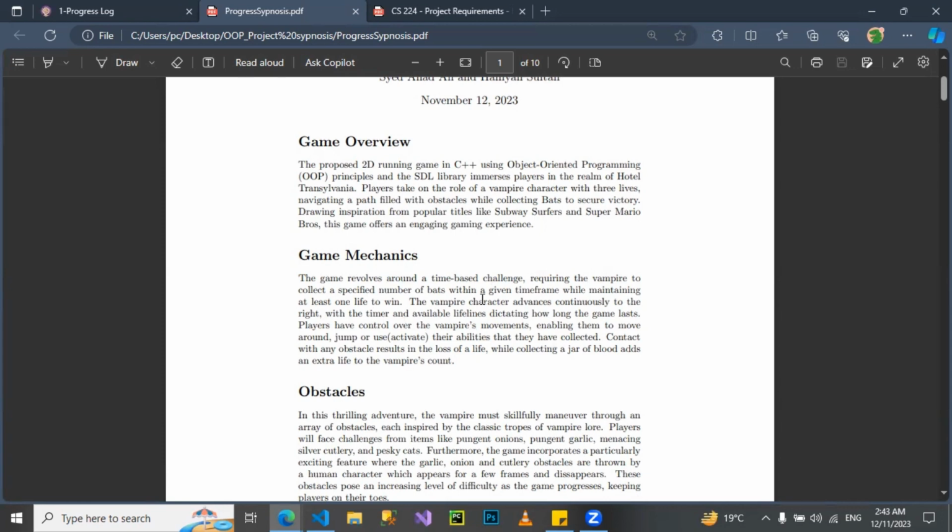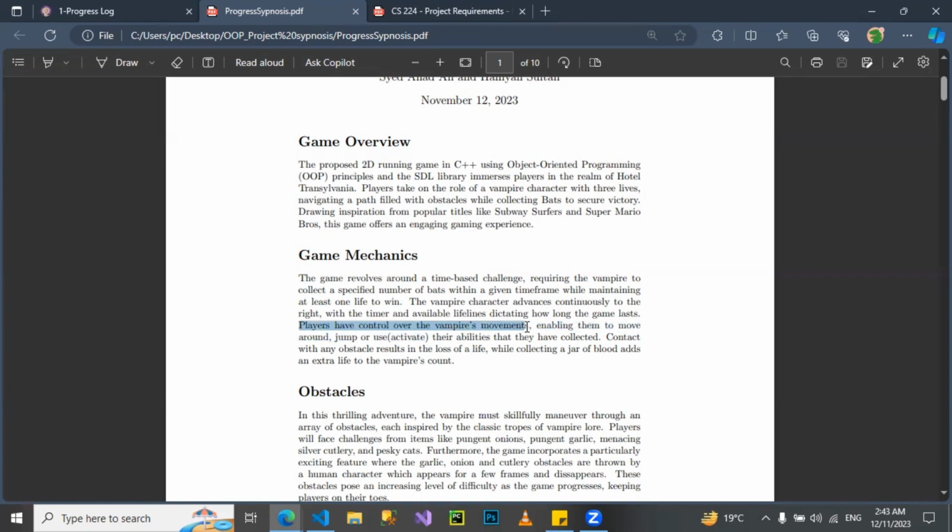The vampire character continuously advances towards the right, and it has to collect the bats before the timer runs out, and it has to maintain at least 1 life to win. This 3 life what I was talking about, it has to maintain at least one to continue playing the game. If all the lives end, the player is going to lose.